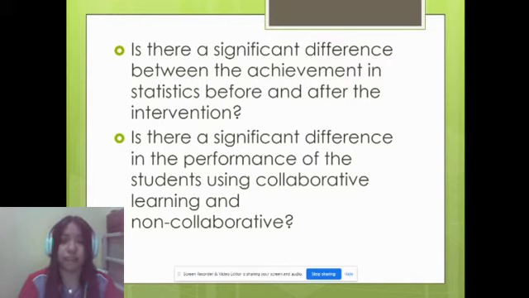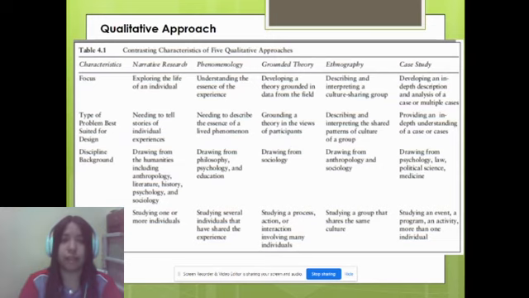And then for the next one, is there a significant difference in the performance of the students using collaborative learning and non-collaborative? So it also indicates that there is a comparative design at the same time because it will compare collaborative learning and non-collaborative learning. So these are again interventions, which means that the design is also experimental.